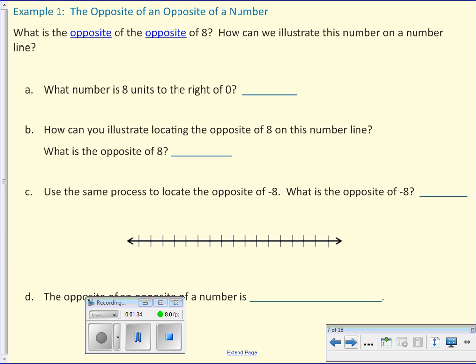Okay, so what is the opposite of 8? And how can we illustrate this on a number line? So what number is 8 units to the right of 0? Right now we're all on page 16 in our module. Page 16. What number is 8 units to the right of 0? Positive 8. So we needed that direction, left and right, like we talked about when we went over the homework. Okay, so what is the opposite of 8? Negative 8.